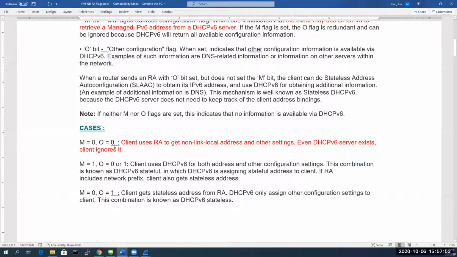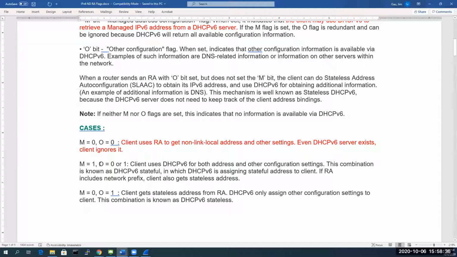If M=0 and O=0, then the client uses the RA. RA usually has the prefix of the non-link local, such as a global address, like 2001:10::/64. That is the prefix. So if you have an RA packet with M=0 and O=0, then even if you have a DHCP server there, they will ignore it. Your client is going to self-generate 2001:10::, and then with all the other self-generated 64-bit host ID. And so it's called stateless.